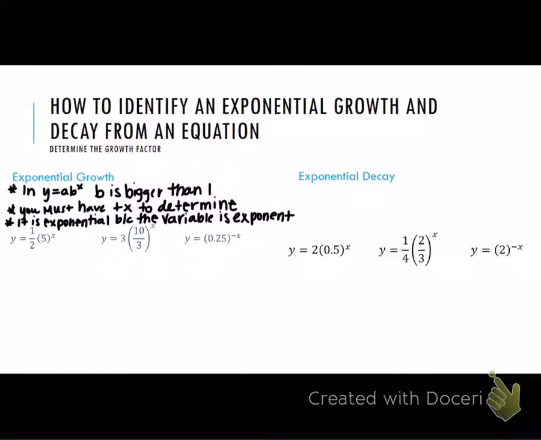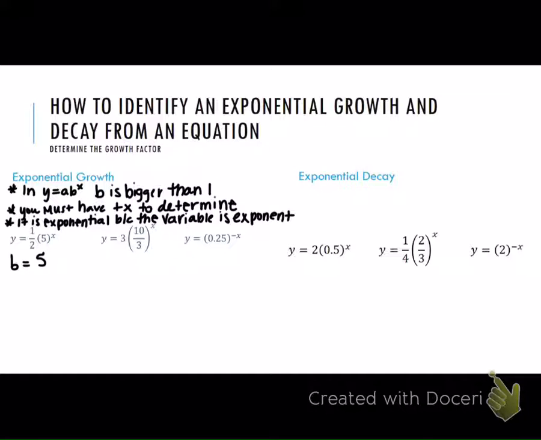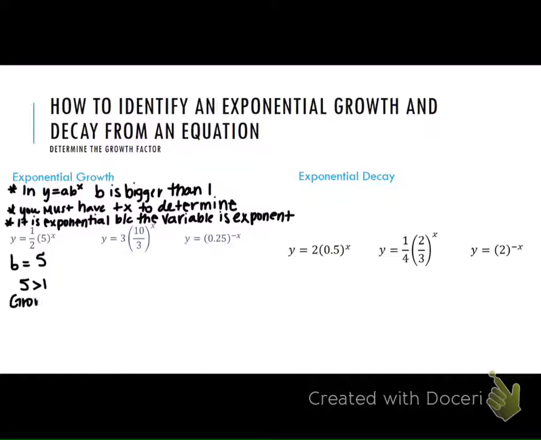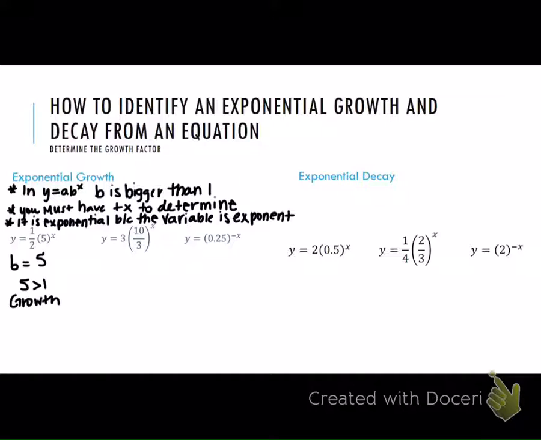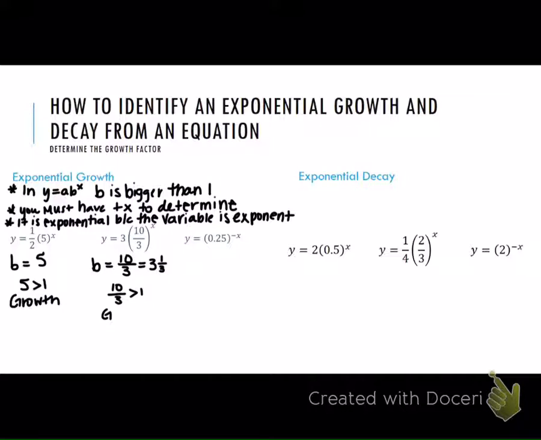So let's start with this one, Blaine. In y equals 1/2 times 5 to the x, what is your b value? Right, it's y equals ab to the x, so it's whatever has the exponent on it, which is 5. Is 5 bigger than 1? So 5 is greater than 1, that's why it is growth. Kaylee, what is my b value in the next one? 10/3. Is that bigger than 1? Yes. That is 3 1/3, right? So 10/3 is bigger than 1, so that makes it growth.